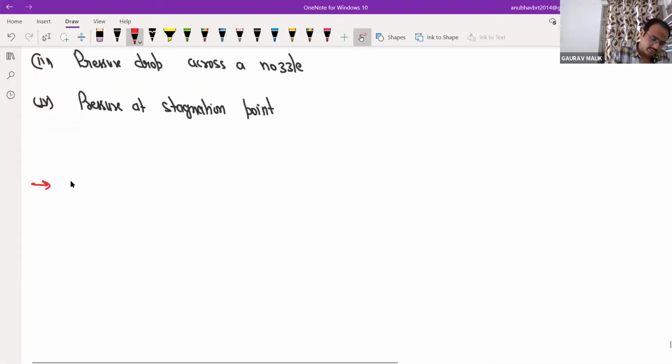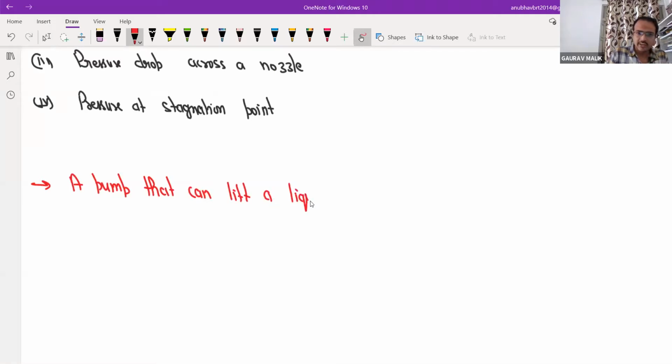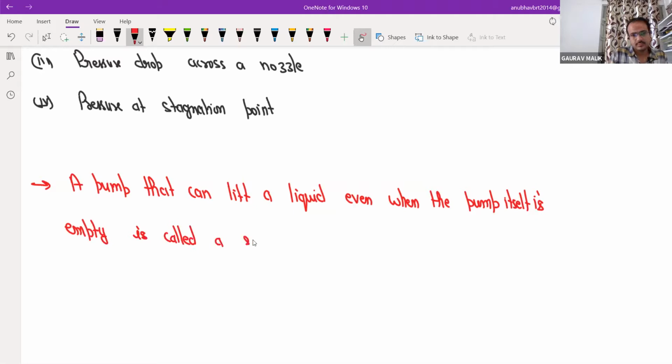Write down one more point. A pump that can lift a liquid even when the pump itself is empty is called a self-priming pump.